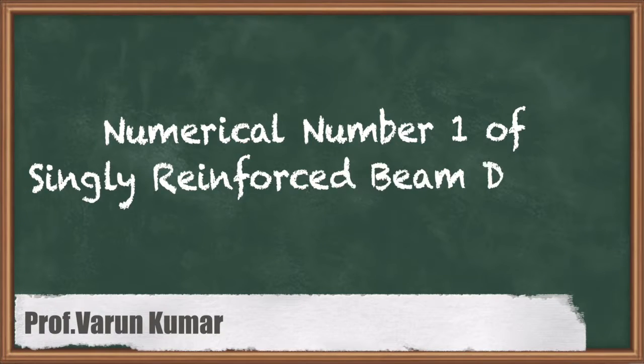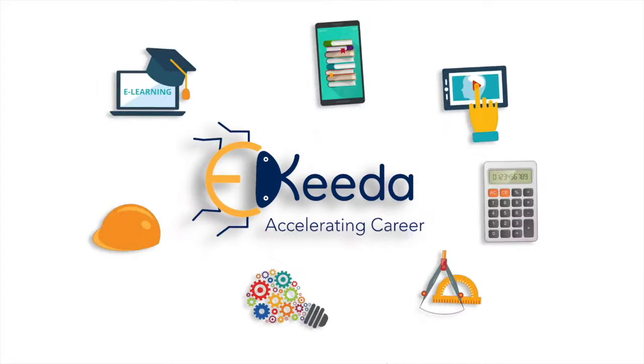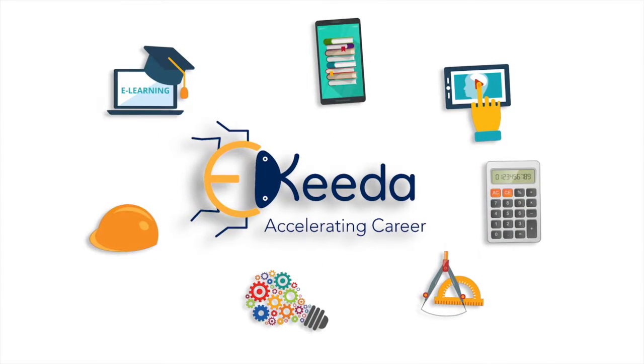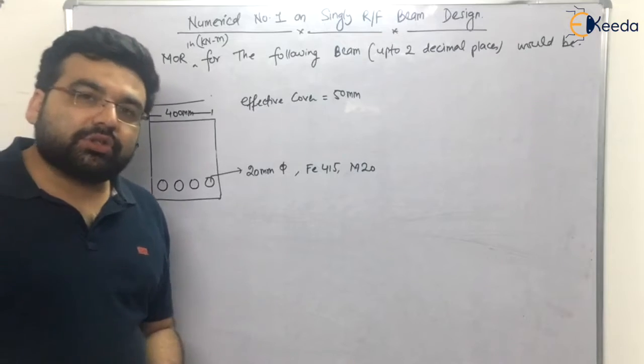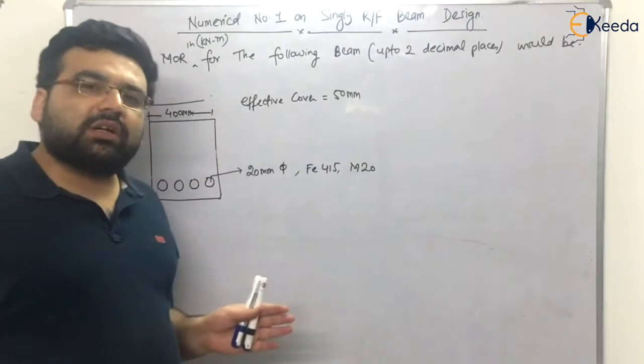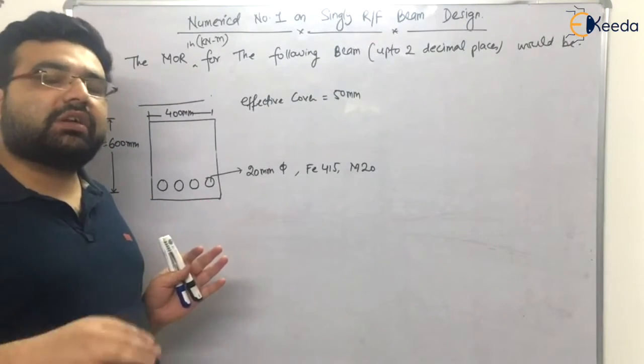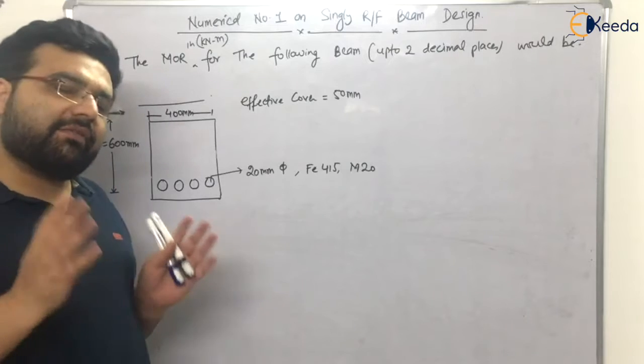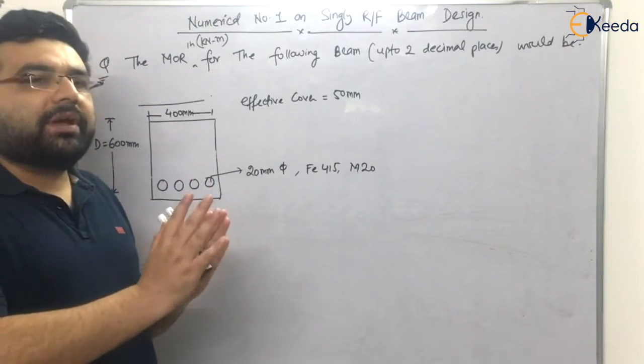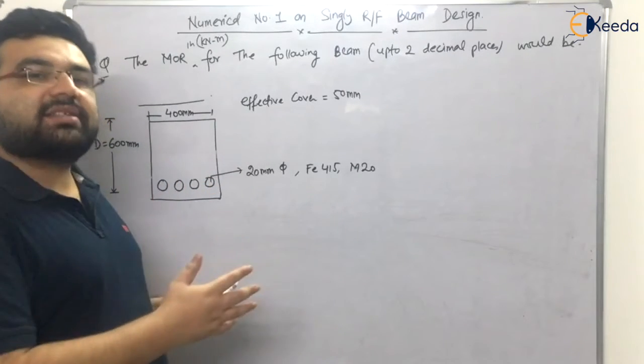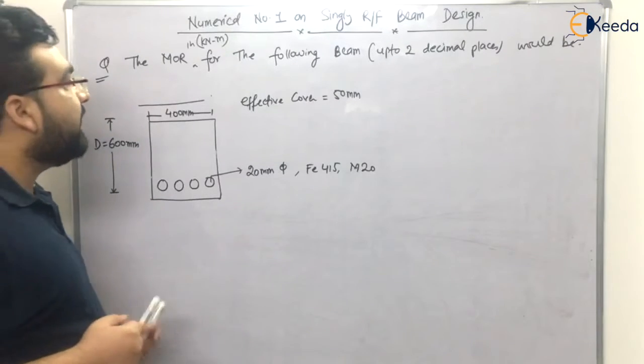Subject: concrete structures. Chapter: design of beams. Topic: numerical number 1 on singly reinforced beam design. So students, now we have done whatever was required for designing of beams. We are now fully equipped in designing of beams. Now let us see the first numerical in design of beams.